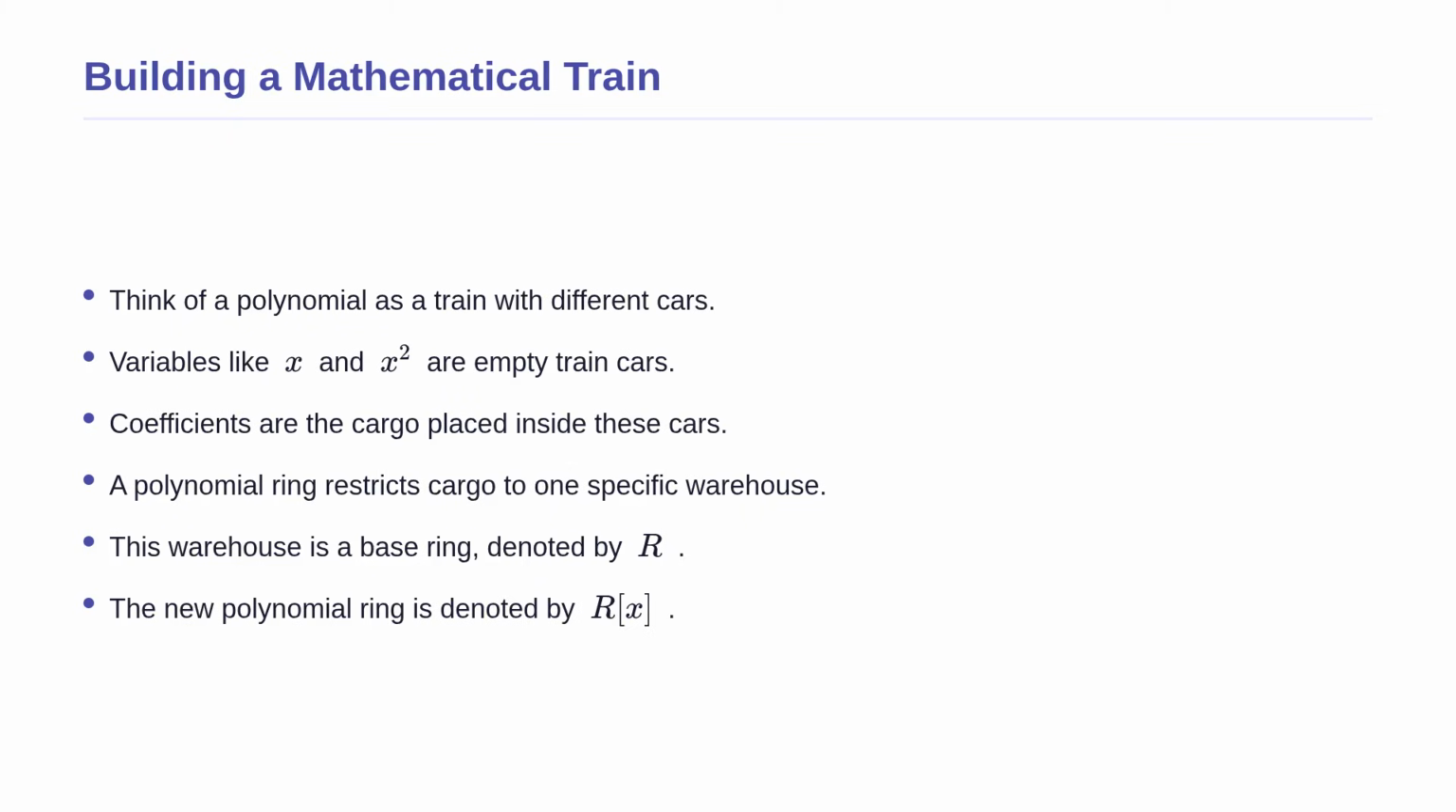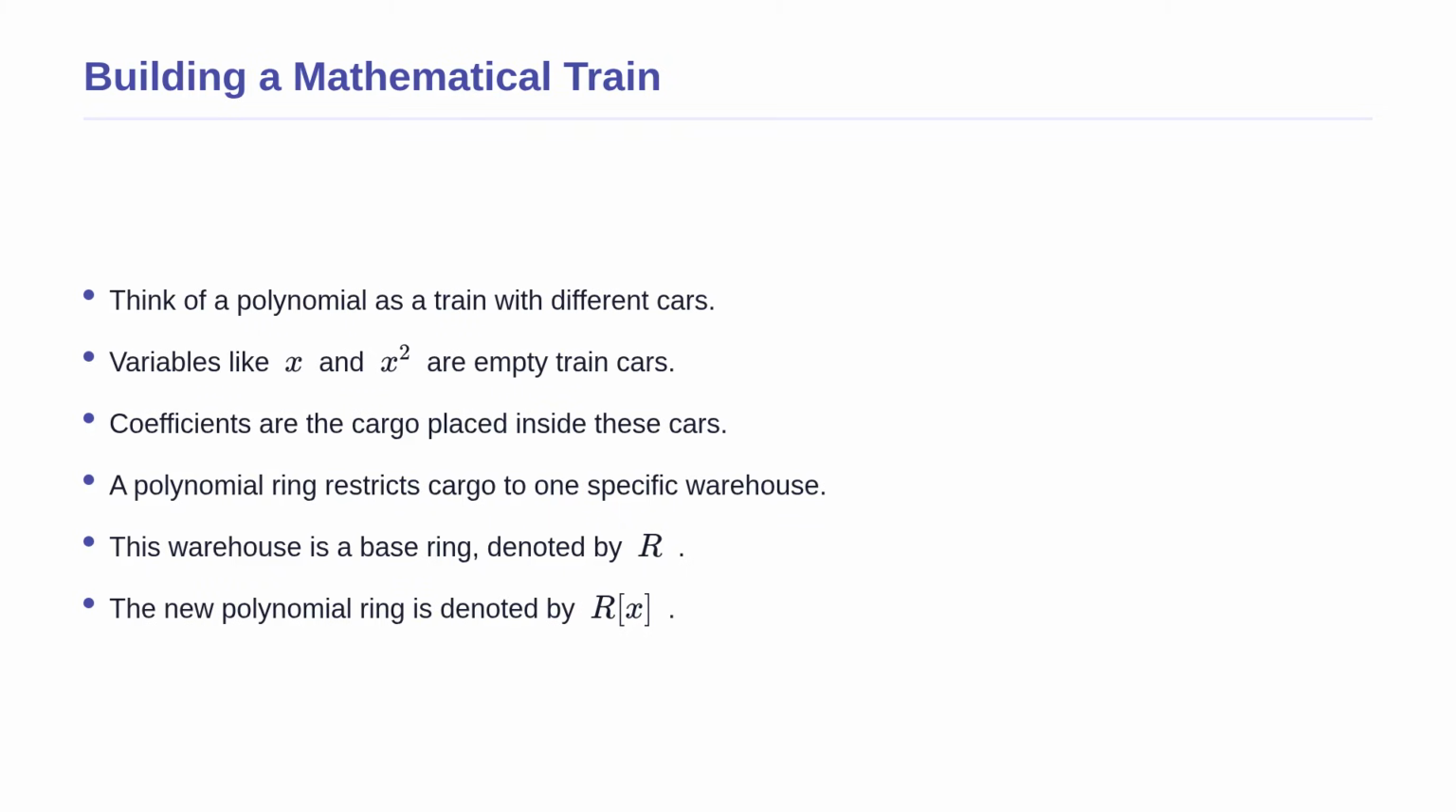Now that we are ready to begin, let us imagine you are building a train. The variable x and its powers, like x squared, are just empty train cars acting as placeholders. The actual cargo you put inside these cars are numbers, which we call coefficients. Now, imagine a strict rule. All your cargo must come from one specific warehouse, like the set of integers. When you collect all possible trains built from that warehouse, you create a polynomial ring.